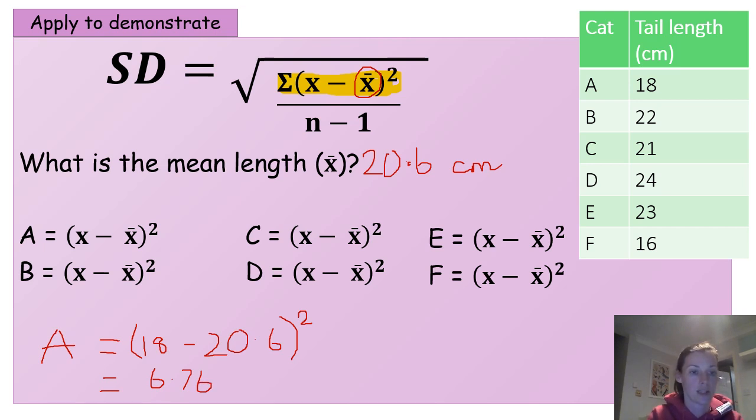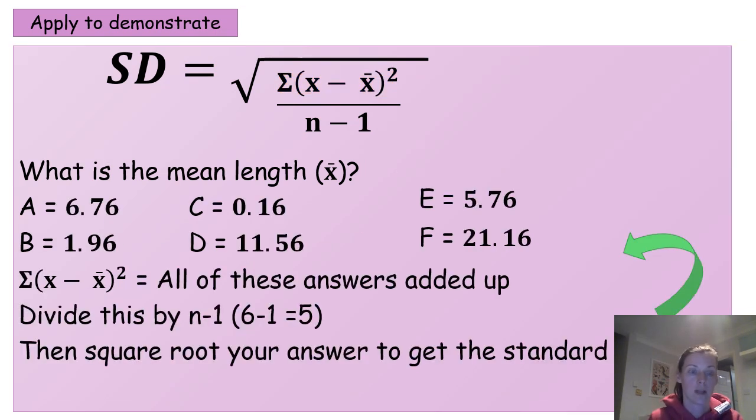So pause the video now and complete B to F cats, and then I'll reveal the answers on the next slide so that you can see whether you got the answers right or we're doing the sums correctly. So these are the answers that you should have got here. You should have 6.76 for cat A, we already did, 1.96 for cat B, 0.16 for cat C, 11.56 for cat D, cat E 5.76 and cat F 21.16.